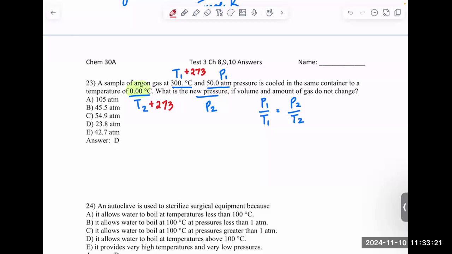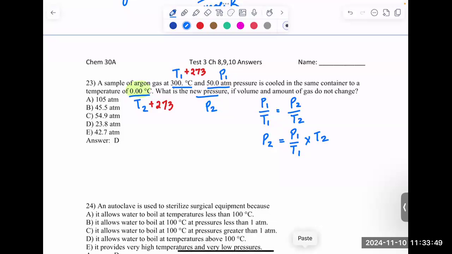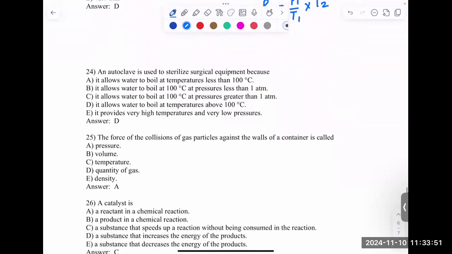Okay, so now we need to find the new pressure, P2. P2 is equal to P1 over T1 times T2. So here you will just plug in the numbers. P1 is given, 50.0 atm, over T1 is 300 plus 273, and then T2 is 273 plus 0. Okay, so that thing.